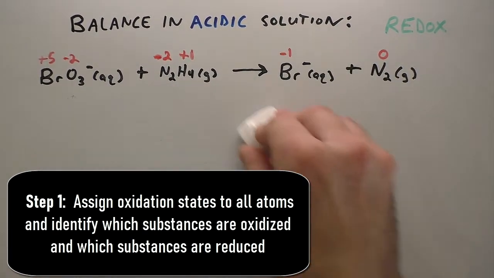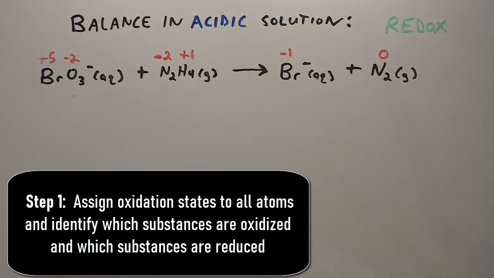We've successfully assigned oxidation states to every atom in this equation. The next sub-step in step 1 is to identify which substances are getting oxidized and which substances are getting reduced. Remember that oxidation is the loss of electrons, so the oxidation state will become more positive in the case of oxidation. We don't really know for oxygen, and we don't really know for hydrogen because there's no hydrogen over on the right. So really we're looking at bromine and nitrogen. Of those 2 elements, which one's being oxidized? I'll give you a second to figure that out.